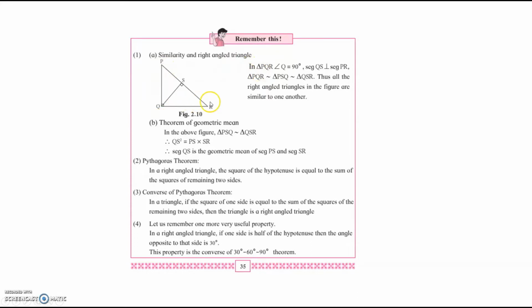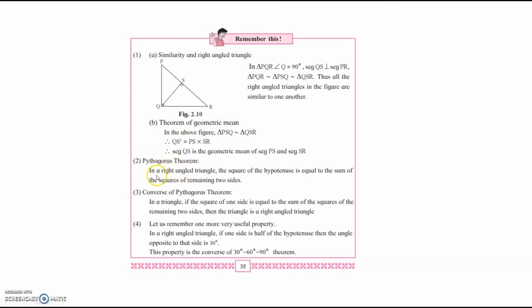In triangle PQR, we have angle Q is 90 degrees and QS is perpendicular to the hypotenuse PR. Then we can say triangle PQR is similar to triangle PSQ, and that's similar to triangle QSR. That is, all three right angle triangles are similar. Theorem of geometric mean. So in a right angle triangle, if you have a perpendicular from the right angle to the hypotenuse, then we can say QS square is equal to PS into SR.